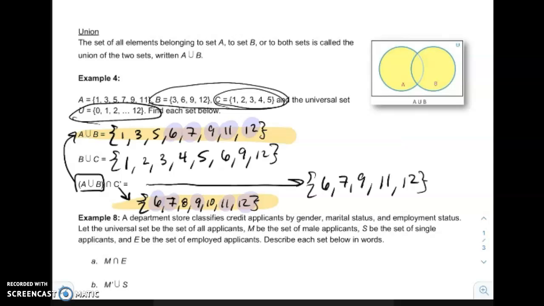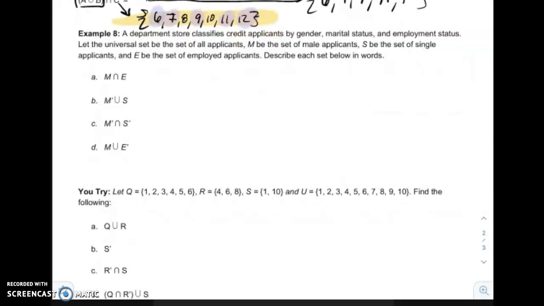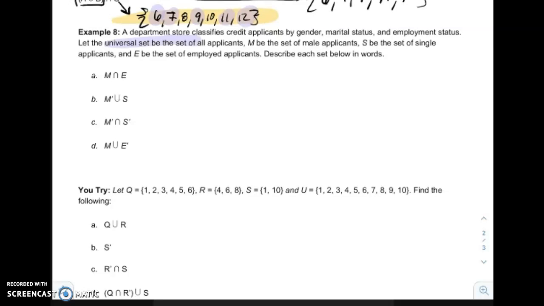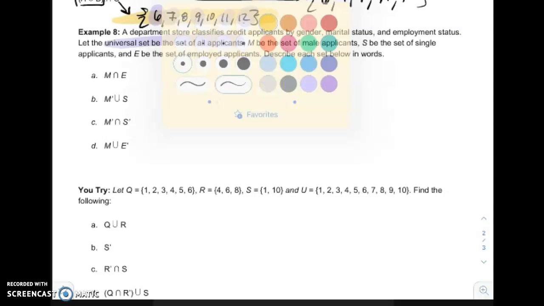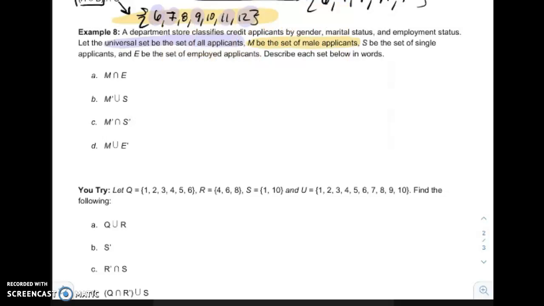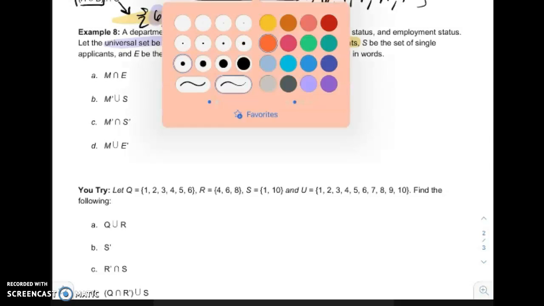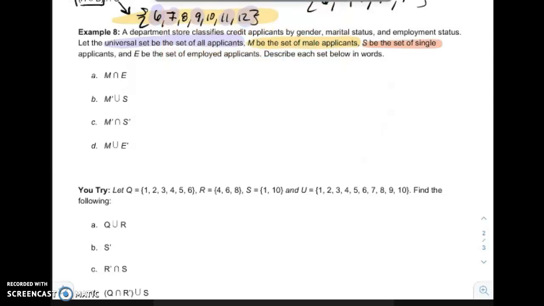Okay. Example 8. So you're given a department store with applicants, and the universal set will be all of the applicants. The M set will be the set of male applicants. Set S will be the set of single applicants. Set E will be the set of employed applicants.